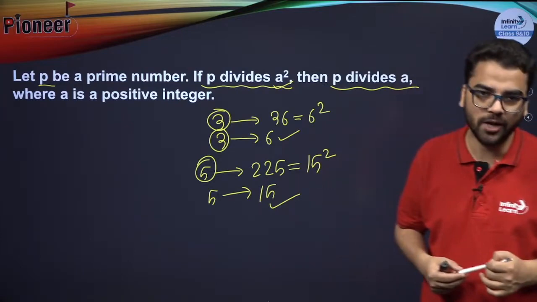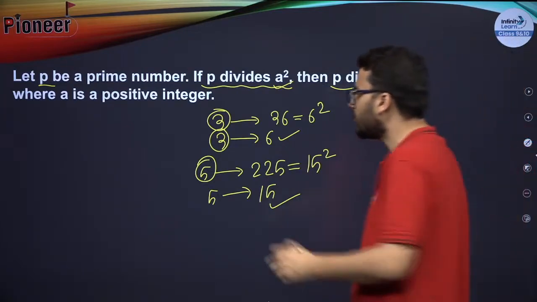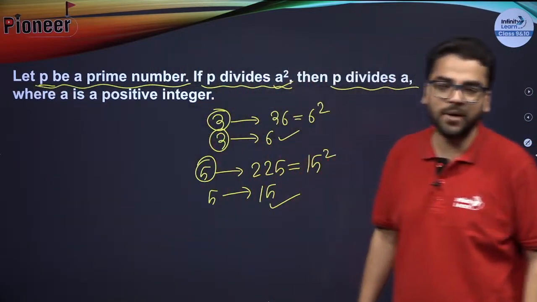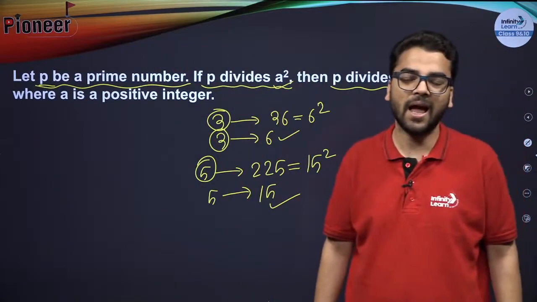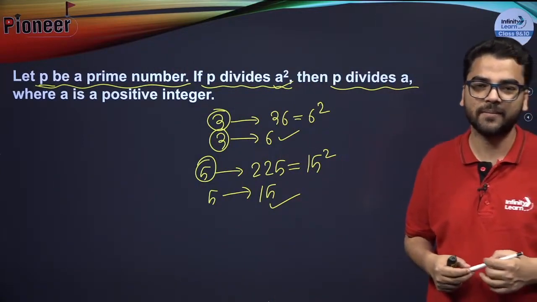Simple property, yes Murli. It is a very simple property. Any doubt in that? The only thing which you have to keep in your mind is P is a prime number. P has to be a prime number, then only it will happen. I hope it is clear to you. Any doubt in this thing?